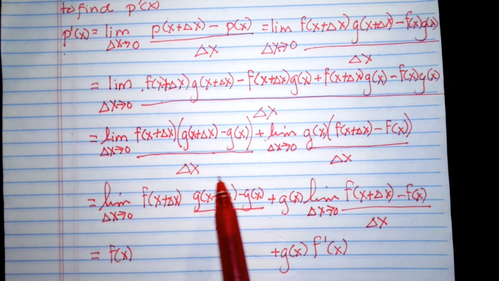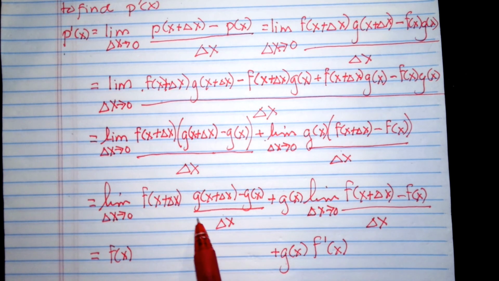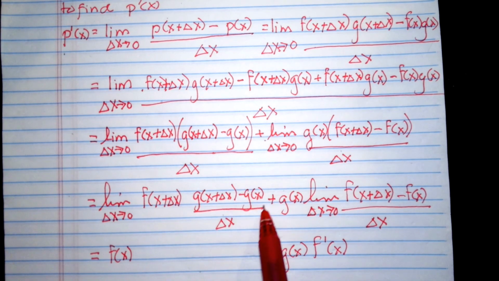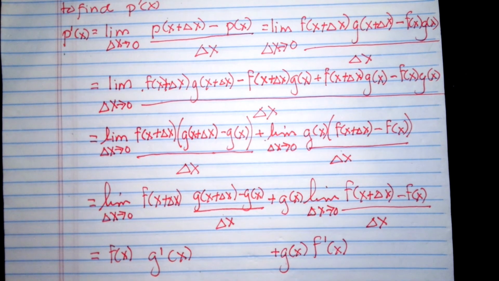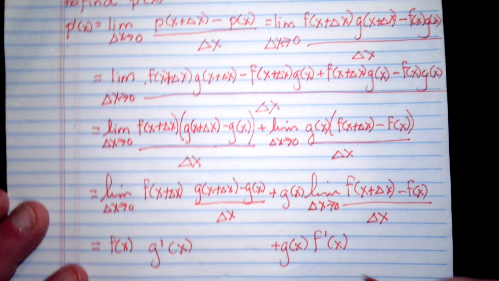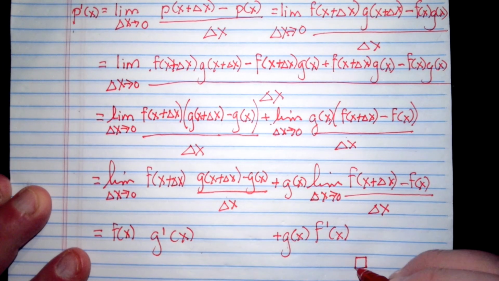Now, the limit of this part, as delta x tends to 0, that's the definition of g prime of x. And so we have f of x times g prime of x plus g of x times f prime of x. The proof is completed.